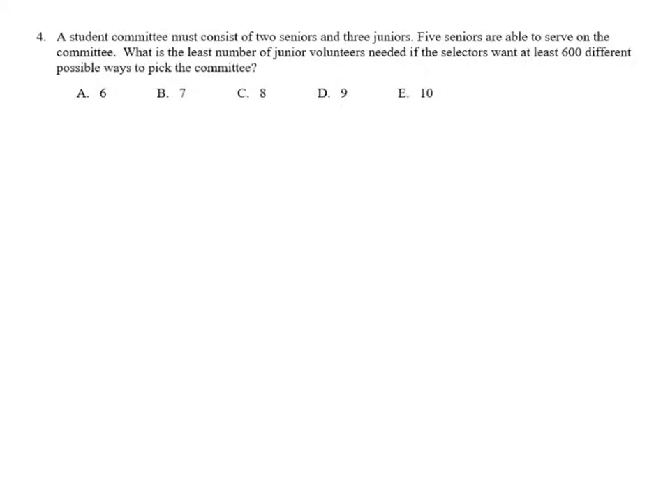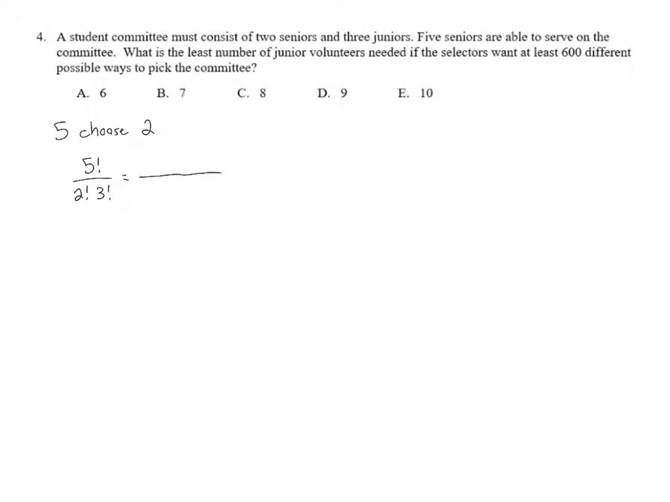Let's take a look at the seniors and the juniors separately. And we'll start with the seniors because we know more about them. There are 5 seniors that are able to serve on the committee, and 2 of them must be chosen. In the last problem, we saw a formula for choosing a certain number of elements from a set. In this case, we're looking at 5 choose 2, which was equal to 5 factorial over 2 factorial times 5 minus 2, which is 3 factorial.